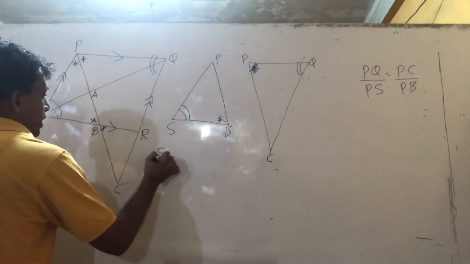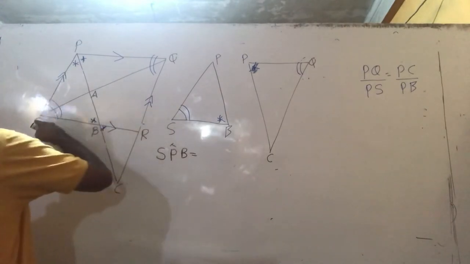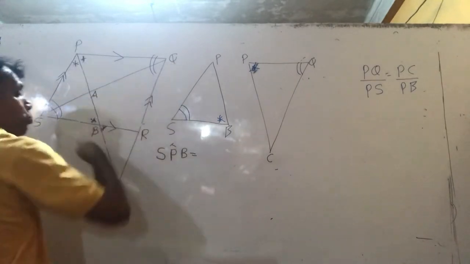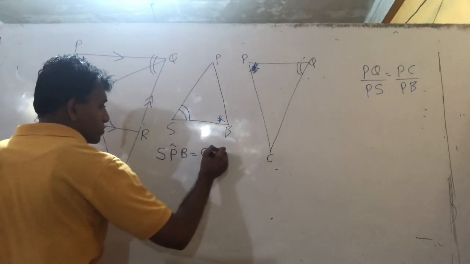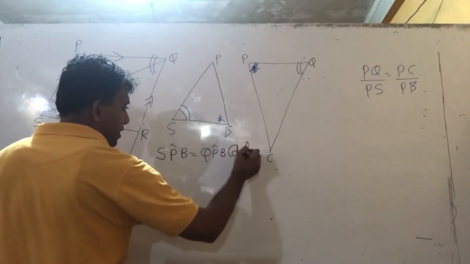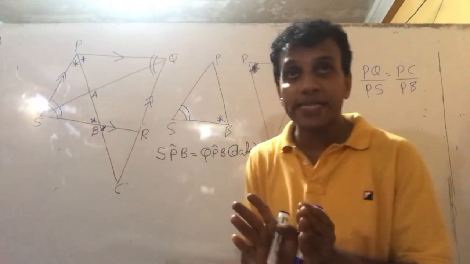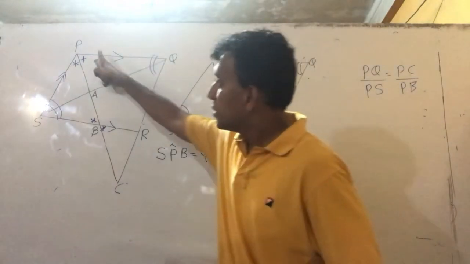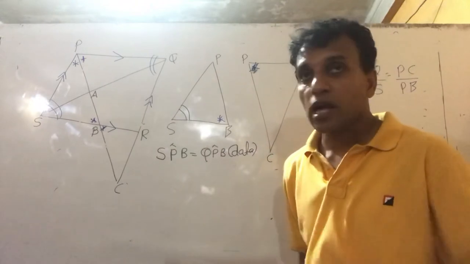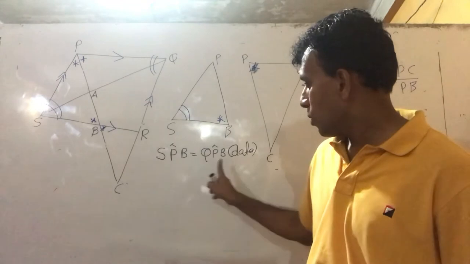Write this: angle SPB equals angle QPB. Reason: angle bisector. The complete angle is divided by the line PC, which cuts it equally. Bisect means equally divided.